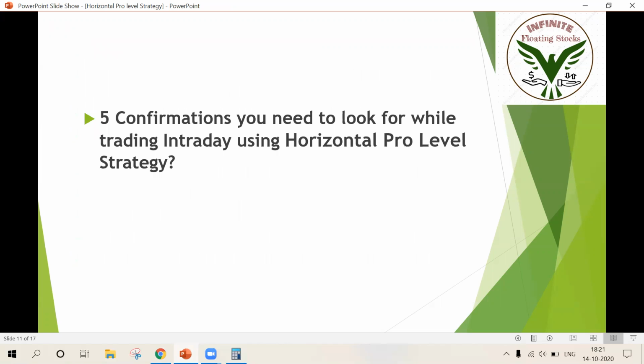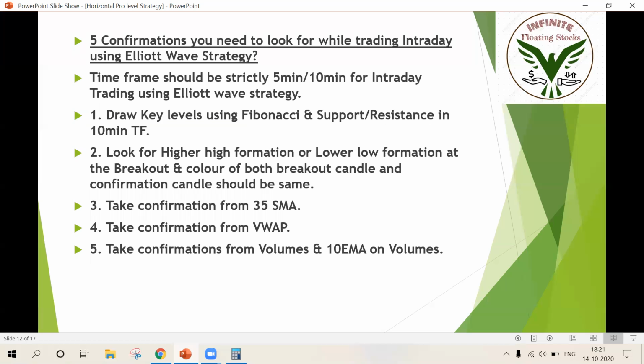Okay, 5 confirmations. This slide is very important. So there are 5 confirmations you need to look for while trading intraday using the horizontal parallel strategy. The time frame should be strictly 10 minutes. I need to change this slide. The time frame should be strictly 10 minutes, not 5 minutes. Ignore this one. For intraday, horizontal parallel strategy. Draw key levels using Fibonacci and support and resistances in the 10-minute time frame.